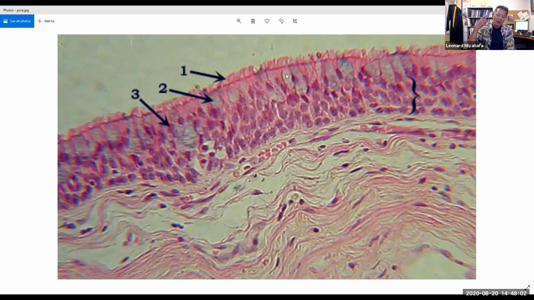You got to remember there is no stratified columnar on page 5. If you're tempted to write that, you got to know what's on page 5. This is your best friend. You got to use it. Also, the big hint is number 1 right here. Here's your cilia. Everybody got it? Okay. Let's do one that might be even a little bit more fun.